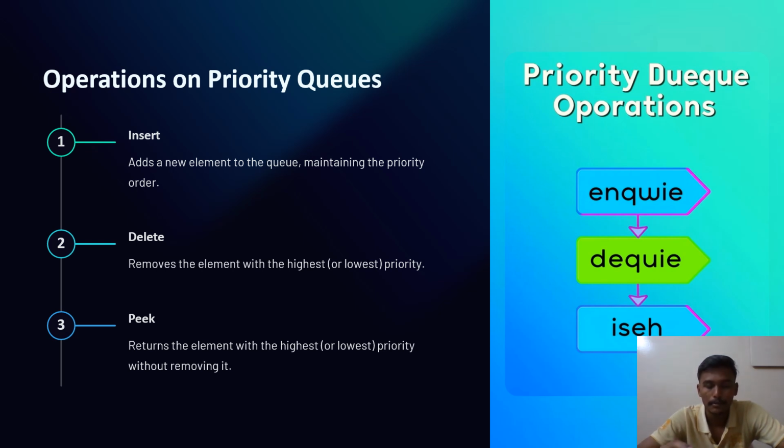Remove min removes the element which has the minimum priority and returns that element. Remove max removes the element which has the maximum priority and returns this element.